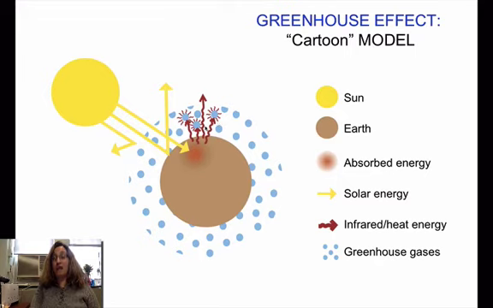Now, infrared energy, if it happens to encounter a greenhouse gas, because the atmosphere is made up of greenhouse gases and other gases, if that energy happens to encounter a greenhouse gas, it will be absorbed and then re-emitted in all directions. Some of the energy emitted at the Earth's surface will move out to space.